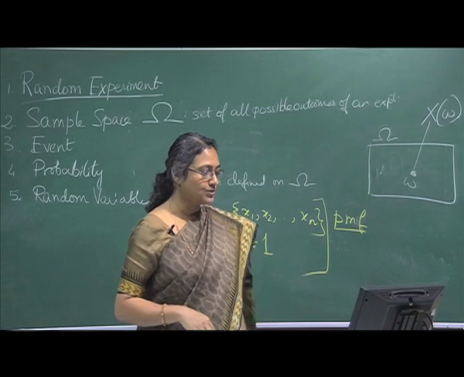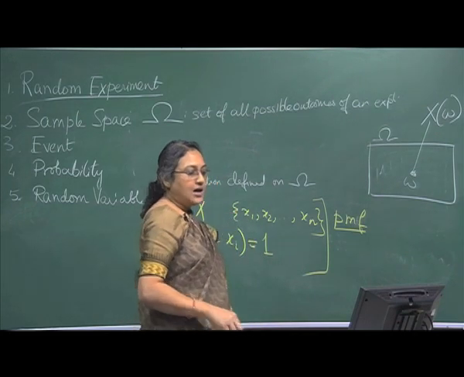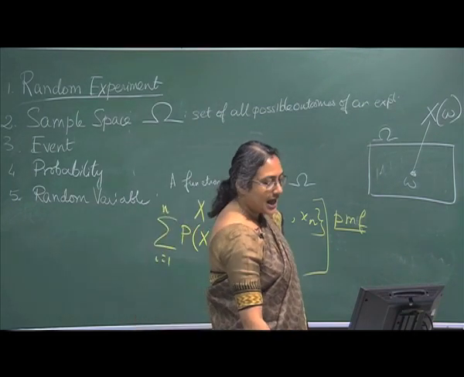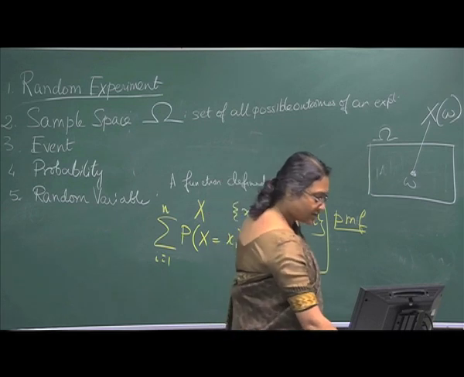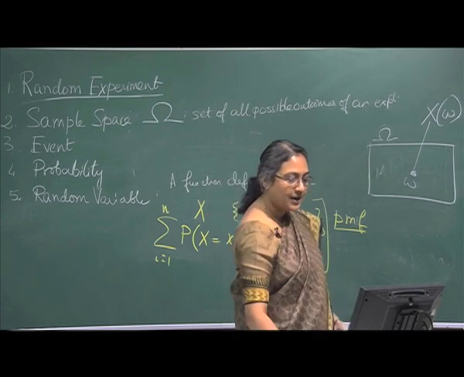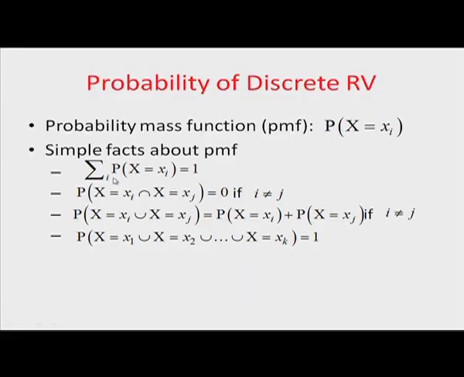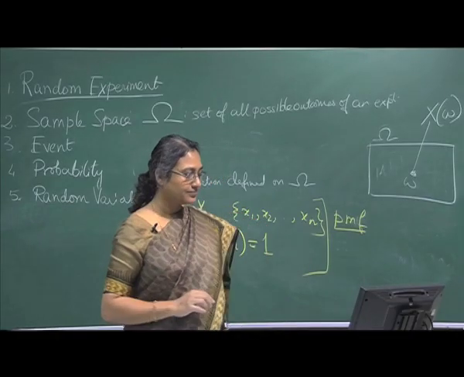It cannot take two simultaneously. Okay, so if you look at the slide, let's look at all these properties quickly. As I have already said, the sum of probability X equal to xi is 1, and probability X equal to xi intersection X equal to xj is 0 if i not equal to j, because the random variable capital X can only take one value.